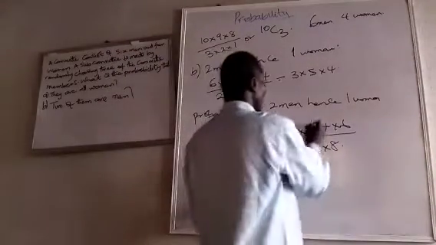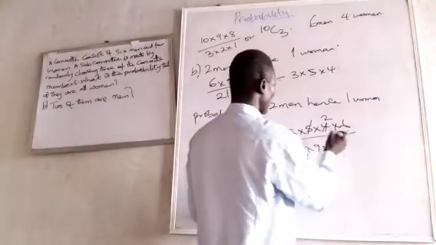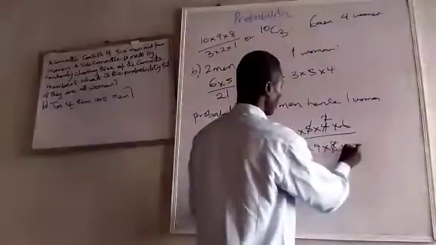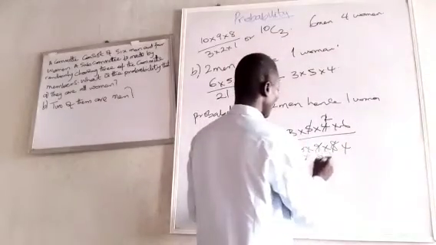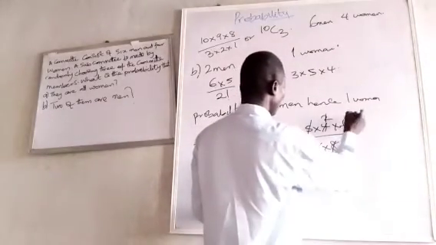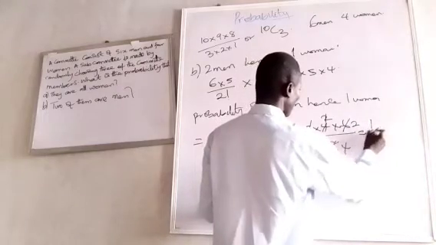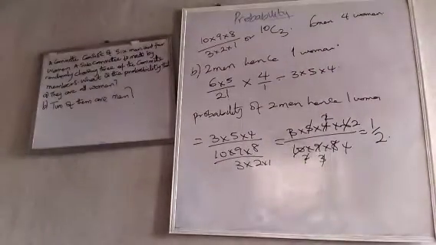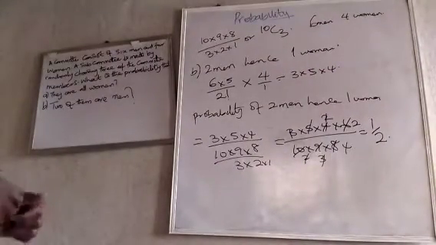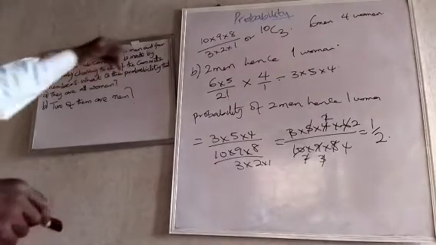So, let's start cutting here. 2, 2. Once again, I have 4 here. 3. 1/2. So, the probability of having 2 men is going to be half.